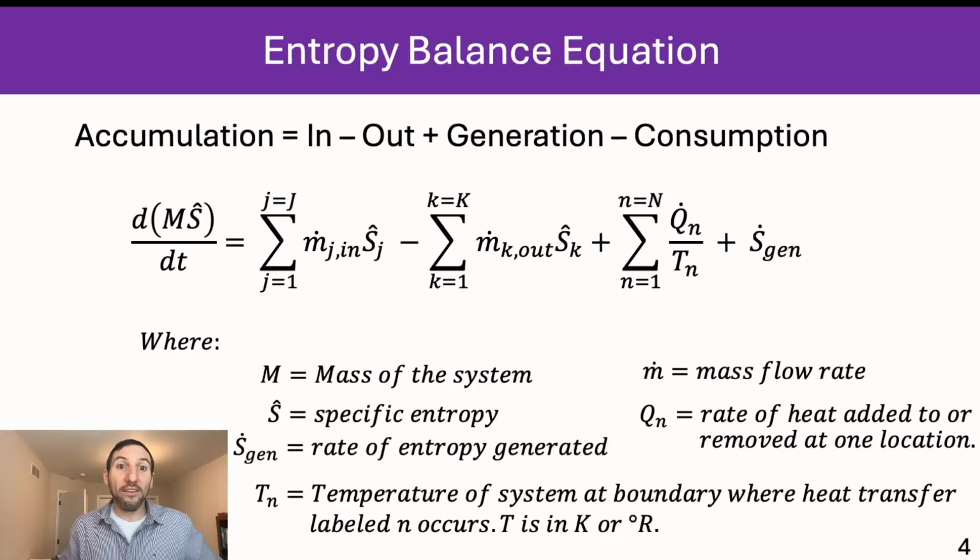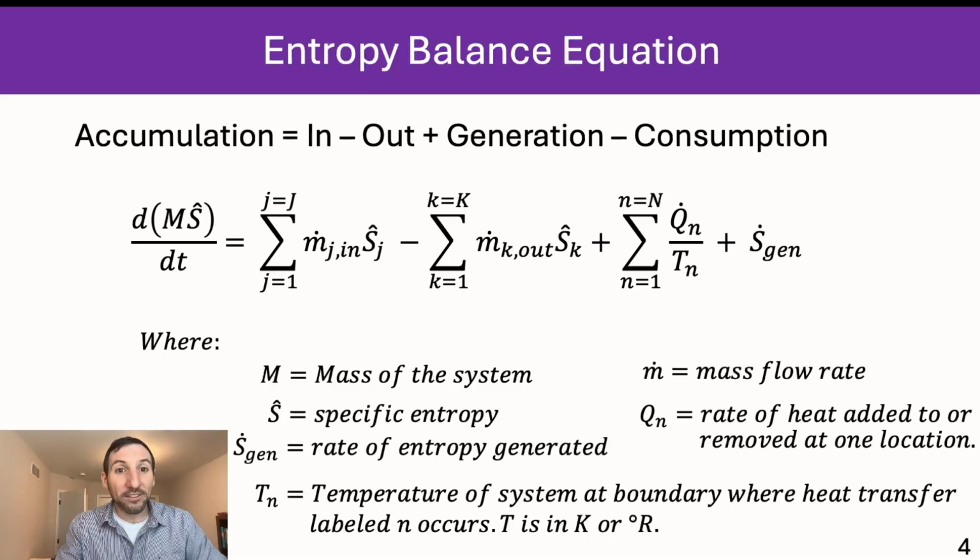And then finally, we have an entropy generation term, because as we talked about in the previous video, entropy is always increasing in the universe unless we have an ideal reversible process, where in that case, entropy is not going to be changing.